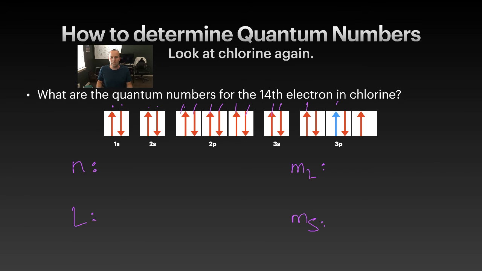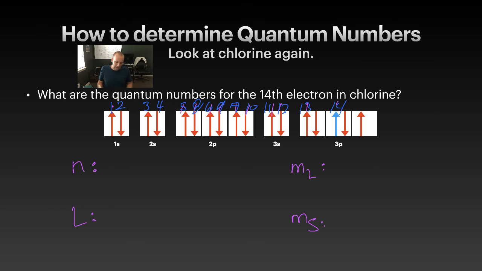Okay, so the 14th electron is the second up arrow in the 3p, because you have to do all the up arrows first and then all the down arrows in that orbital. So that would be the 14th electron right there. Again, how I got there, I'm just going to show you: 1, 2, 3, 4, 5, 6, 7. I count all the up arrows. 8, 9, 10, 11, 12, 13, 14. So there's the 14th electron in chlorine.